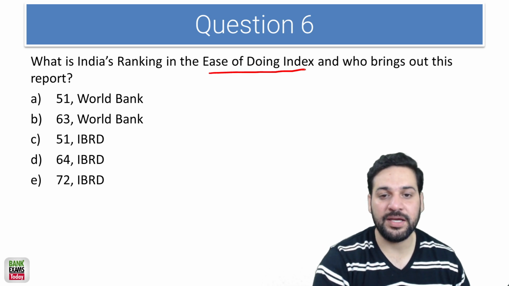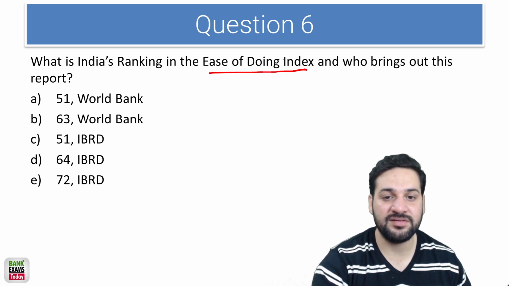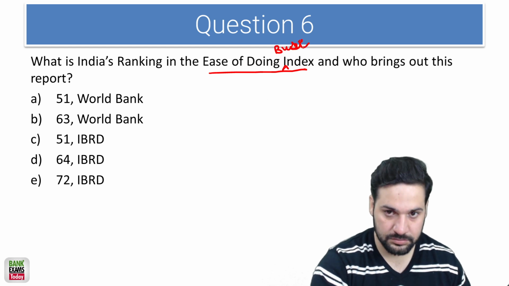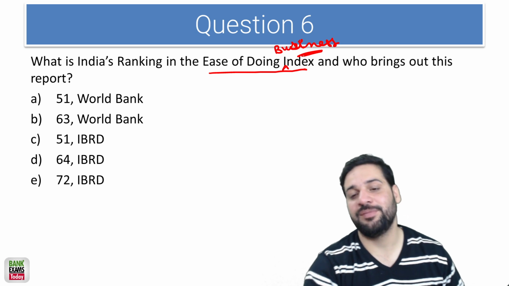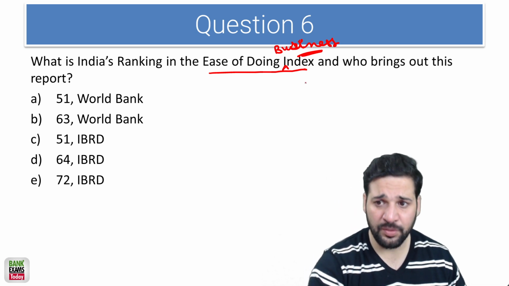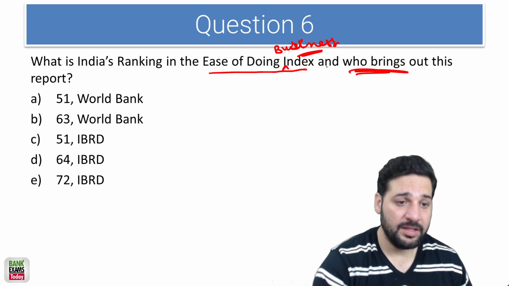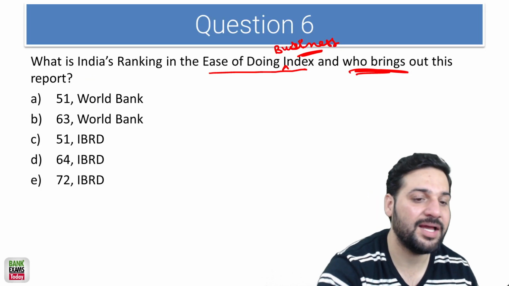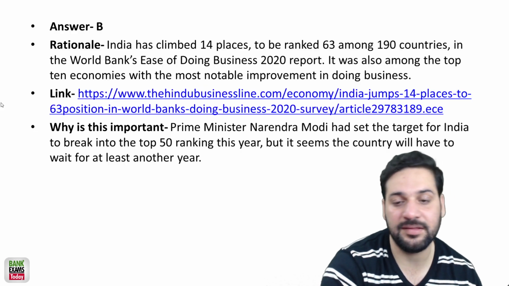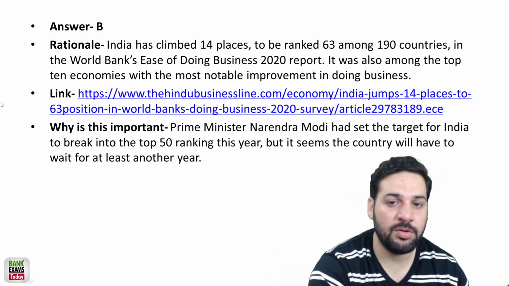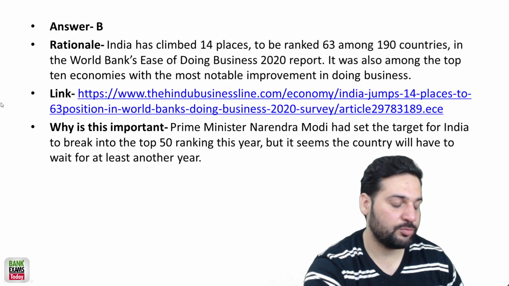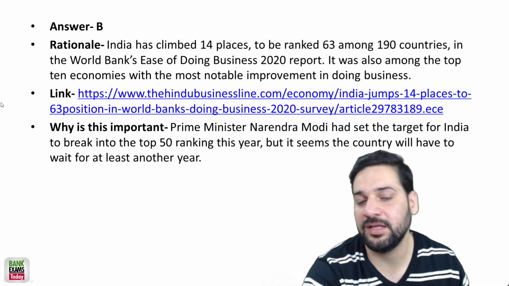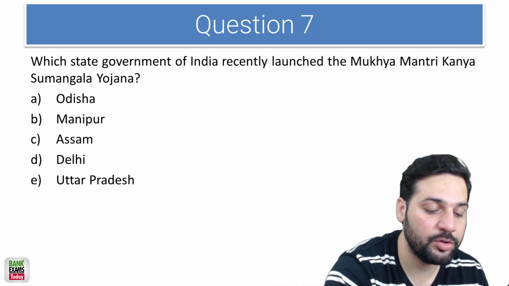Next, the Ease of Doing Business index. Sorry for that. In the Ease of Doing Business index, what is the rank of India and who brings it out? India's rank is 63, and the World Bank brings out this index. You can go in depth about this particular quiz in this link, the Hindu Business Line. You can just go through this article if you want to.